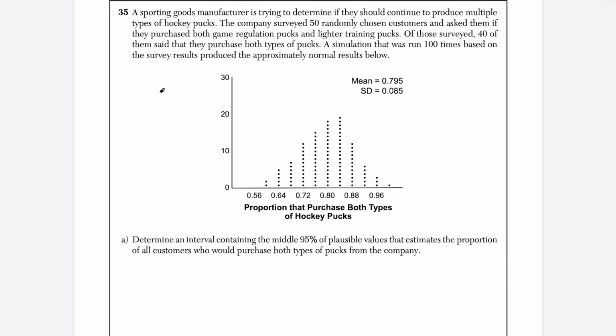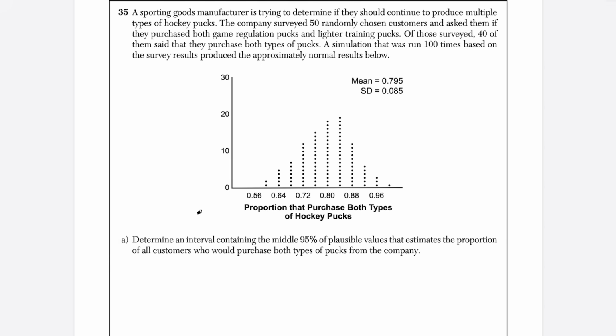but this response will get us full credit. Question 35, a sporting goods manufacturer is trying to determine if they should continue to produce multiple types of hockey pucks. The company surveyed 50 randomly chosen customers and asked them if they purchased both game regulation pucks and lighter training pucks. Of those surveyed, 40 of them said that they purchased both types of pucks. A simulation that was run 100 times based on the survey results produced the approximately normal results below.